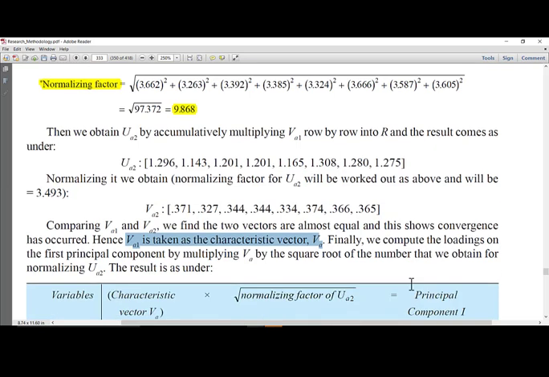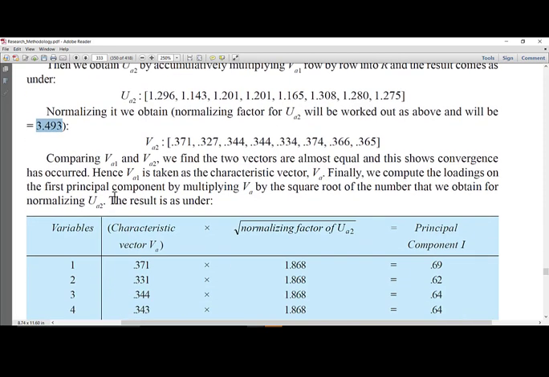Finally, we compute the loadings on the first principal component by multiplying VA by the square root of the number that we obtained for normalizing UA2. What is the number we have obtained for normalizing UA2? That is 3.493. So take the square root of this 3.493, that is 1.868.